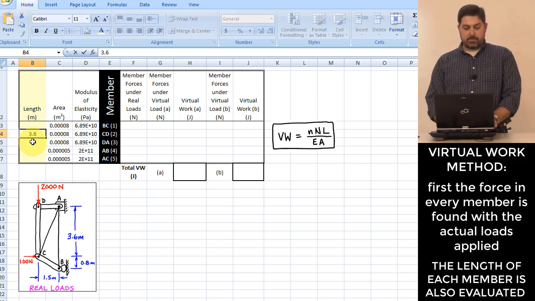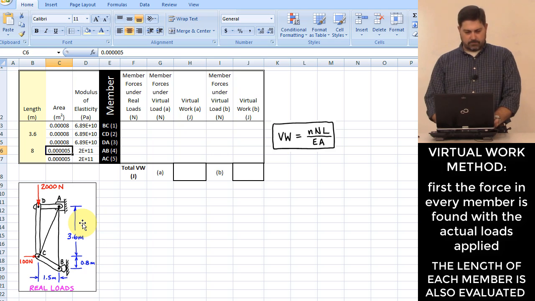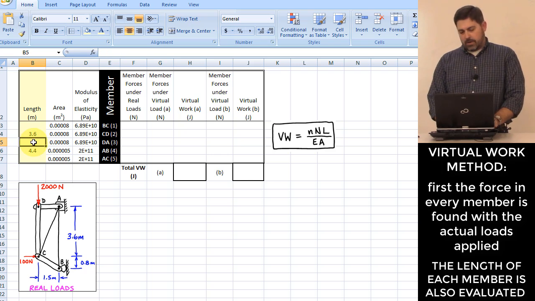Right, 3.6 meters. How long is member AB? That's going to be 3.6. I'm going to do something like equals 3.6 plus 4.4. Oop, that's not it. 3.6 plus 0.8, which gives me 4.4. Okay. Any other ones that are easy? DA. That one's 1.5.